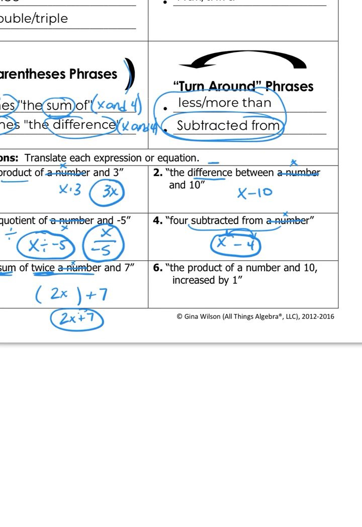All right, the product of, that means I'm going to multiply x and 10 increased by 1. So first I'm going to do the product of x and 10, which is just 10x. So technically I'm going to put that in parentheses. Increased by means I'm adding, so plus 1. So I would just write that as 10x plus 1. And that's going to be my answer.